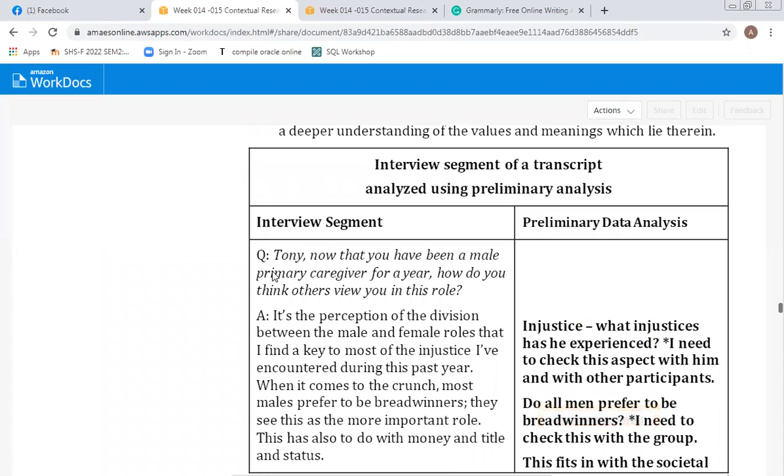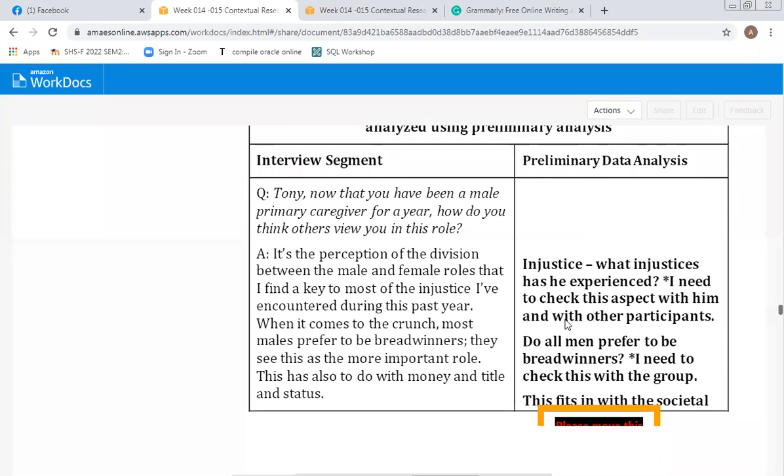Kanina, di ba, merong Q&A. Kanina, word for word, nilagay nyo lang yung tanong tsaka yung sagot. Tanong, sagot, tanong, sagot, tanong, sagot. This time, merong pangalawang column. Okay. On the second column, you may put your notes. And then you may put additional questions and follow-up questions in order to dig deeper. Okay, tinanong, o Tony, di ba nagtrabaho ka as caregiver ng 1 taon? Oh, kamusta yung tingin sa'yo ng ibang tao tungkol dyan sa trabaho mo?